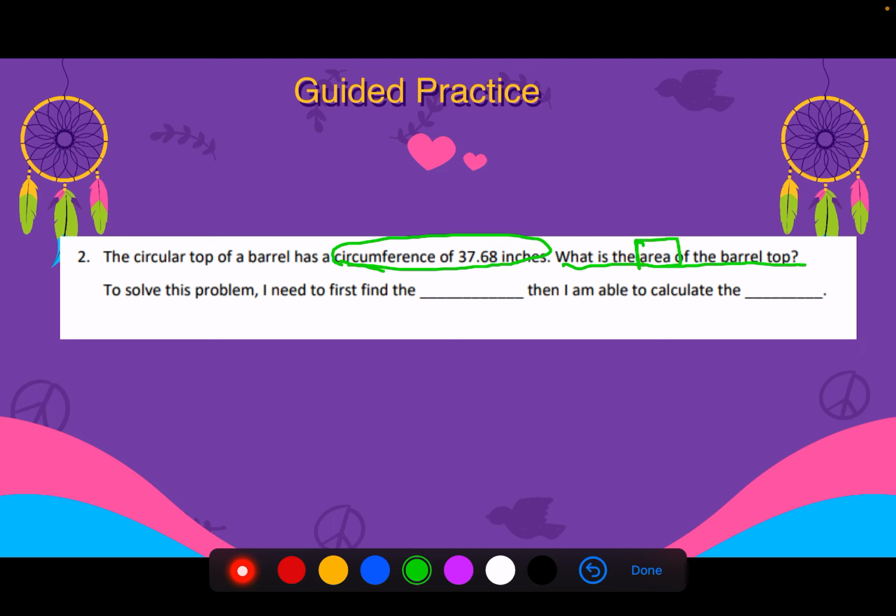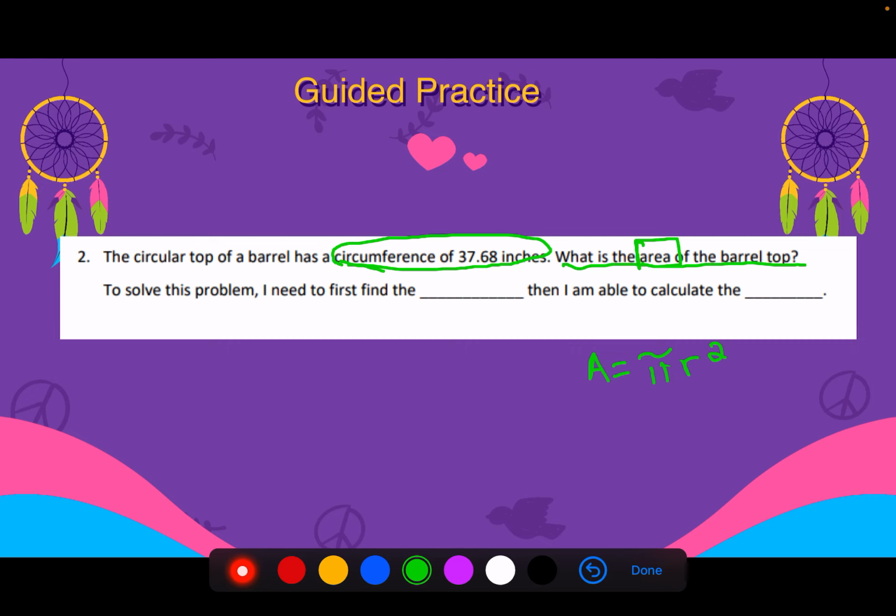So to solve this problem, I need to first find the what? So what do I need to find first in order to solve this problem? So let's look at our area formula because we're looking for area. The formula for area is, it was on our previous slides, so you should have it from then. A equals pi r squared. Okay. So what do we need to solve for area first? Well, pi we know because that's given to us on our reference chart, but we don't know r.